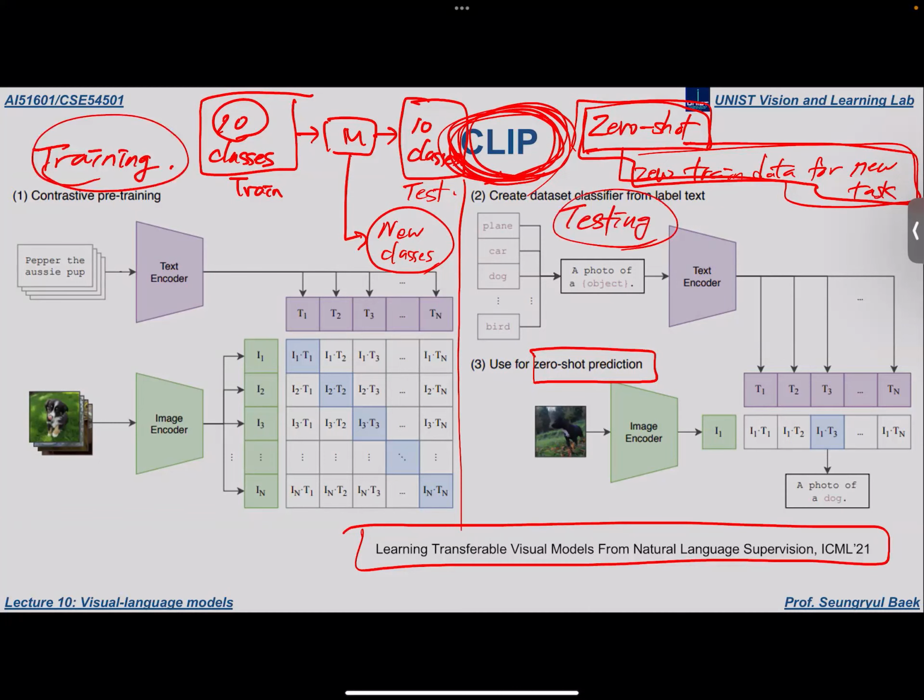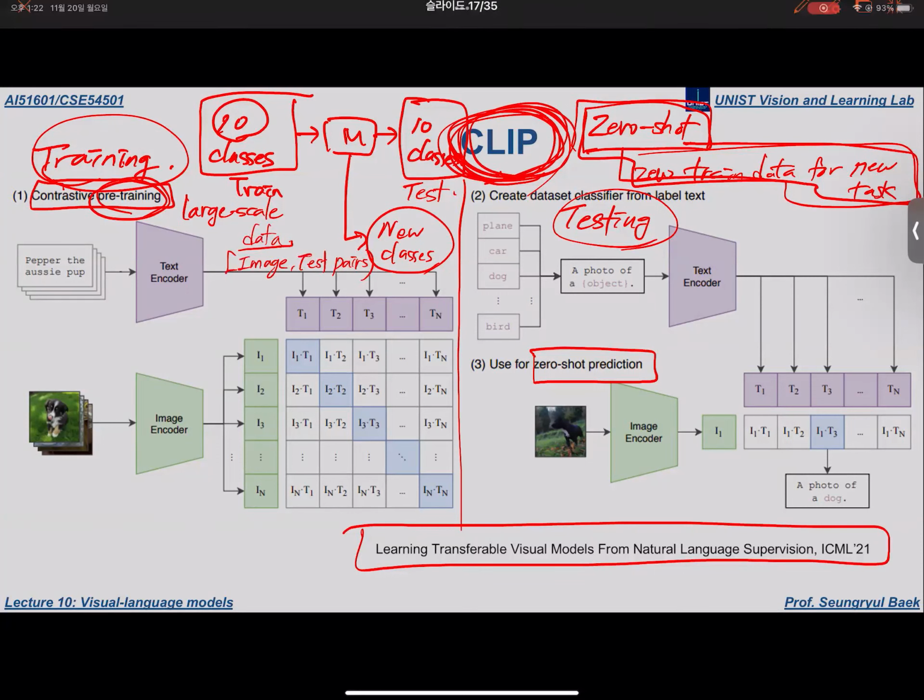So on the left, we will perform the contrastive pre-training. Anyway, we will do some pre-training using some large-scale data, okay? But this time, the data itself has to be image and text pairs. As you know, GPT was developed by OpenAI, and CLIP is also developed by OpenAI. They collect a lot of image and text pairs.